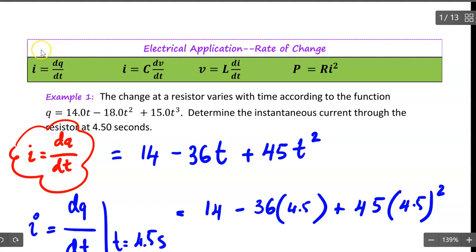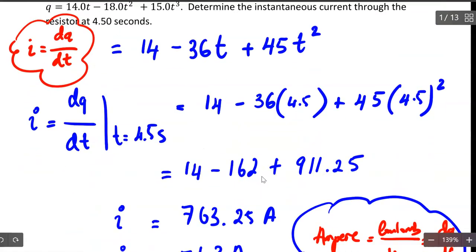We have instantaneous current as a derivative of charge with respect to time. And you also have instantaneous current as the capacitor multiplied by the derivative of voltage with respect to time. And we have instantaneous voltage as the derivative of current with respect to time multiplied by the value of the inductor. Okay, so for our example number 1, we are working with the instantaneous current. So very simple, which is the charge in terms of time.